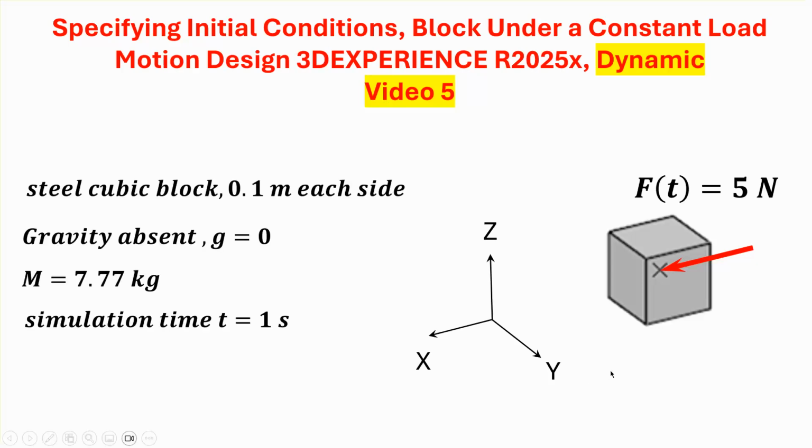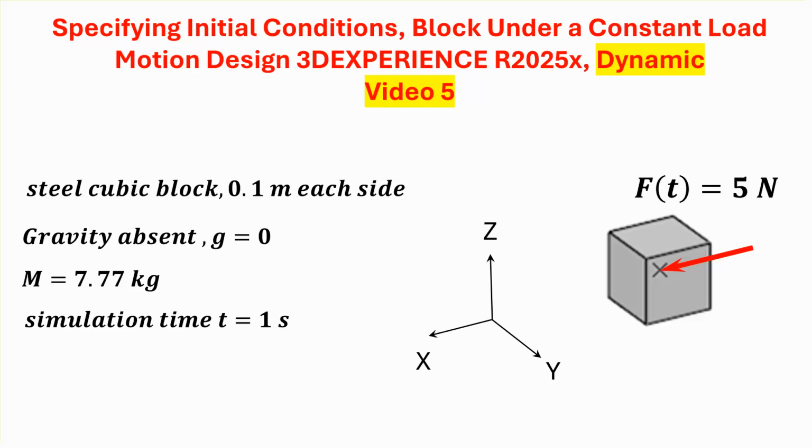For the sake of concreteness, let me assume that the dimensions of this block are 0.1 by 0.1 by 0.1 meter, which means 10 centimeters on each side. And let me assume there is no gravity, so g is equal to 0. Now, if the default property of steel in 3D Experience is used, that volume with the default density of steel will give you a mass of 7.77 kilograms for that block.